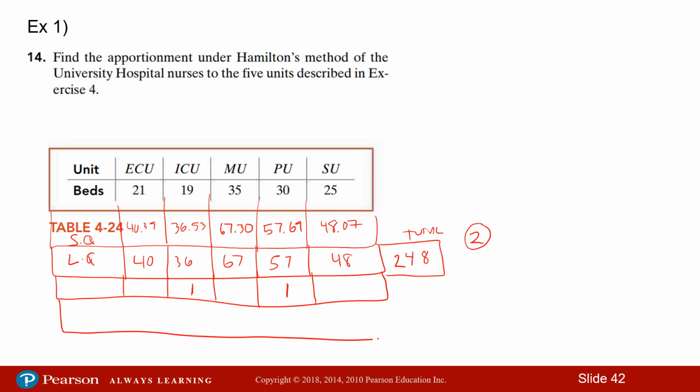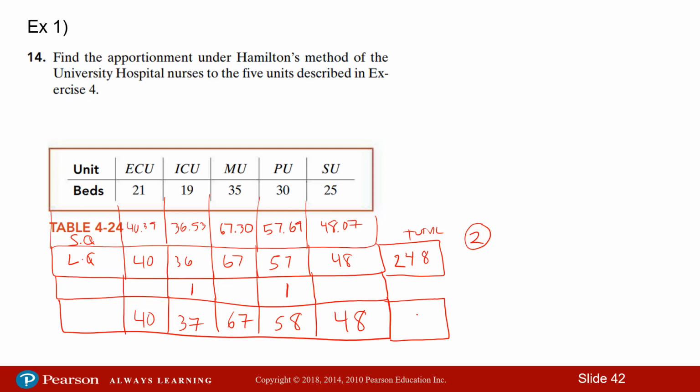So final totals, here it is. See if we got it right. Final totals of nurses: I got a 40, a 37, a 67, 58, and 48. And that should, if we checked it right, total 250. If we can just double check just to make sure. So to know who gets the seats, we look at the decimal part? Yeah, we judge it based upon first, second, third. Any questions on that?